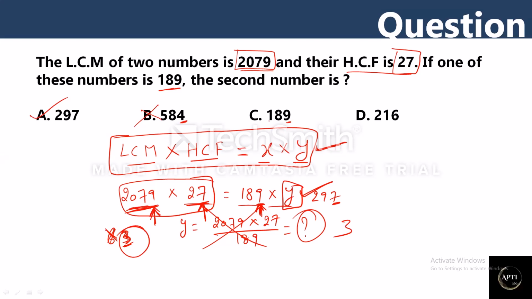Because 9 into 9 is 81. So option C cannot be my answer. Now option D. Option D ends with 6. Okay, now option D ends with 6 means 9 into 6. Okay, 9 into 6 does not end with 3. So option D is also wrong.